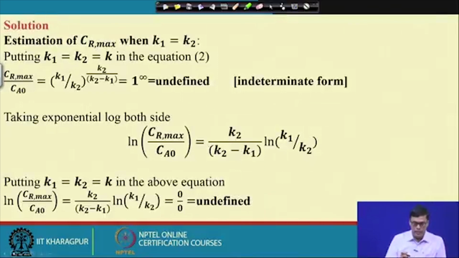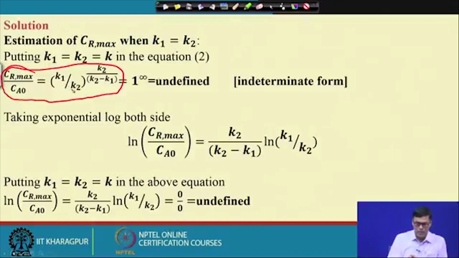Now, the second approach. Again we shall have to go back to what we have derived earlier. In this we have shown that CR0 by CA0 equals this. Here also, if we put k1 equal to k2, then this will be 1, and this is 1 minus 1 equals 0, so we get infinity. This is undefined. What you call the indeterminate form. This way also we can find this is undefined.